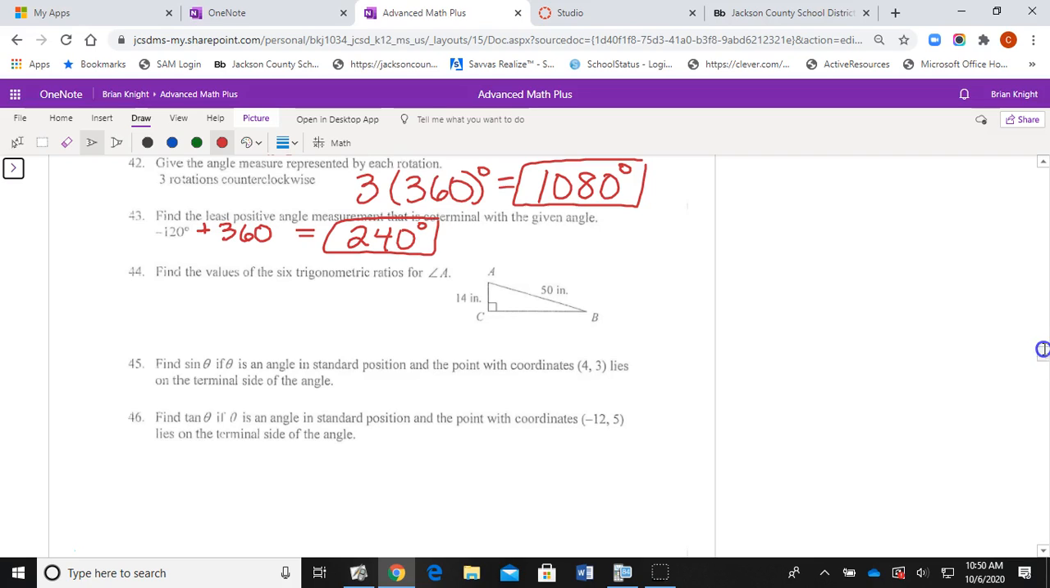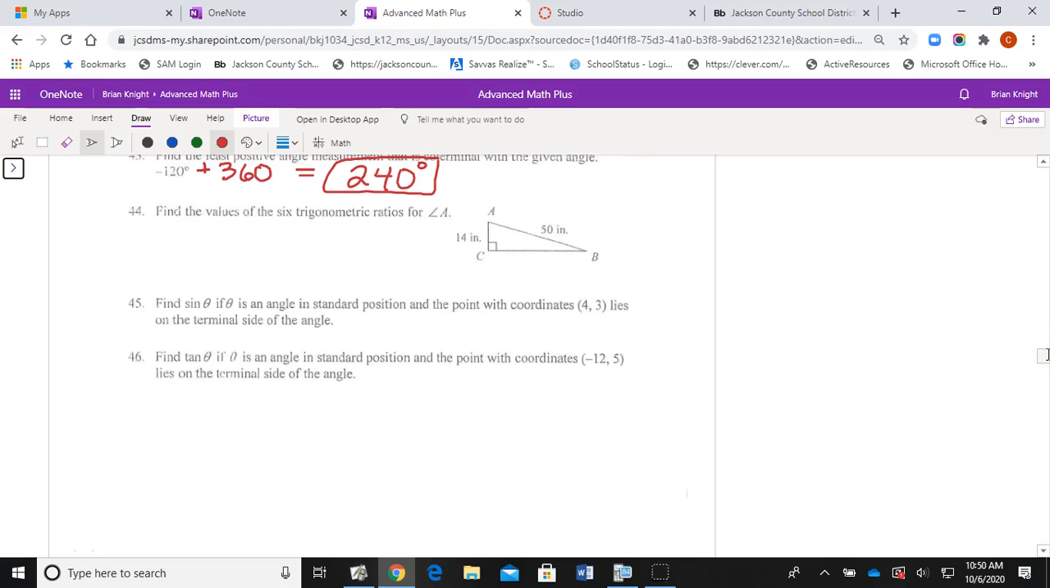44. Find the value of the 6 trigonometric ratios for angle A. So we got to find all 6 of them. So we're missing side A there. Everybody see that? We're just going to use the Pythagorean theorem to get it. So A is the square root of 50 squared minus 14 squared. I have to be honest, I was kind of surprised a lot of people missed this on the test yesterday. This was stuff that we had done before.